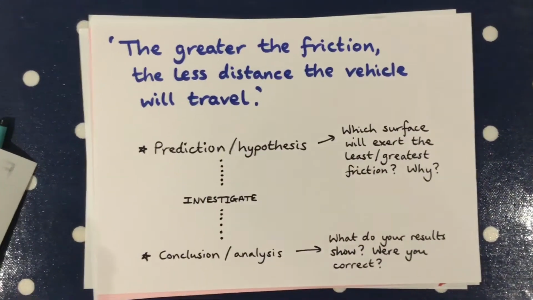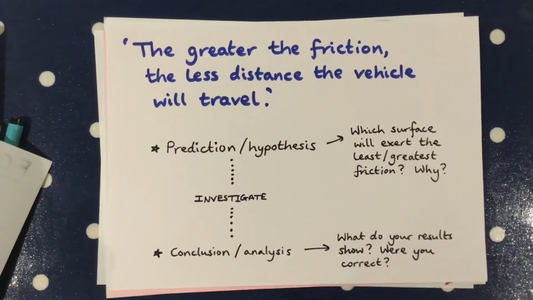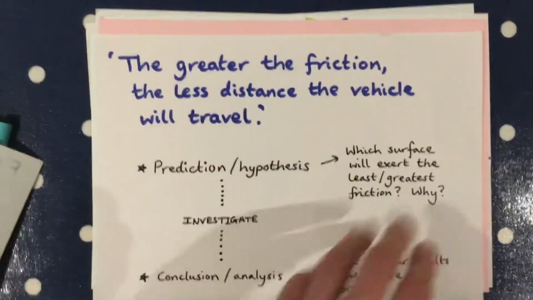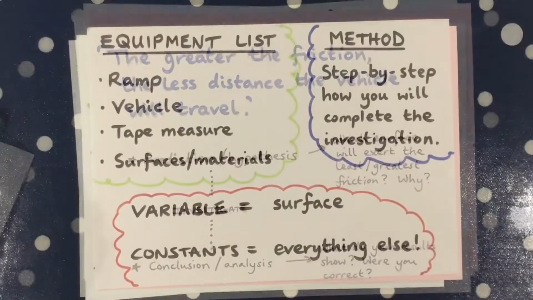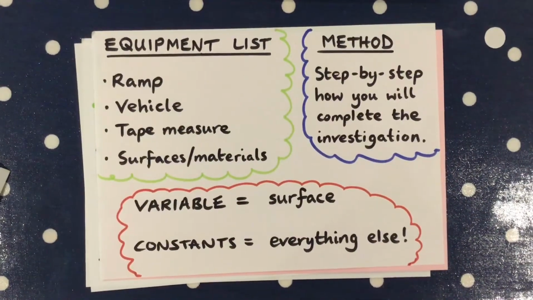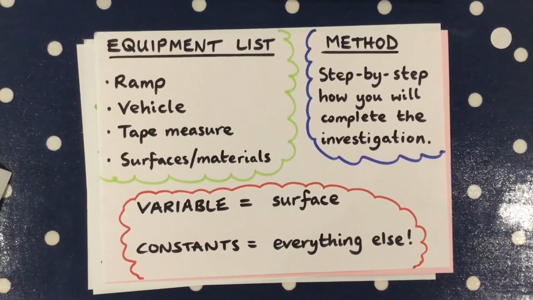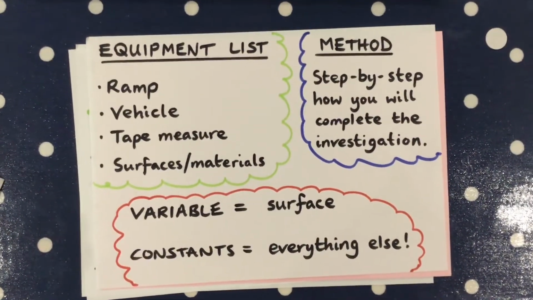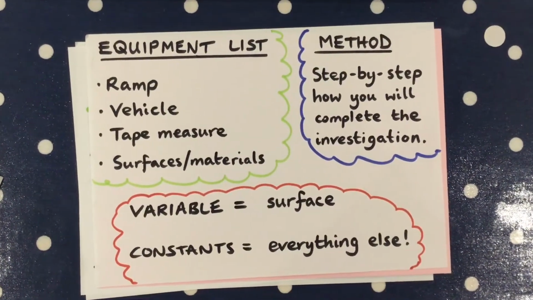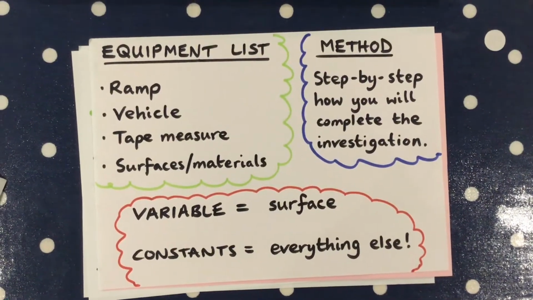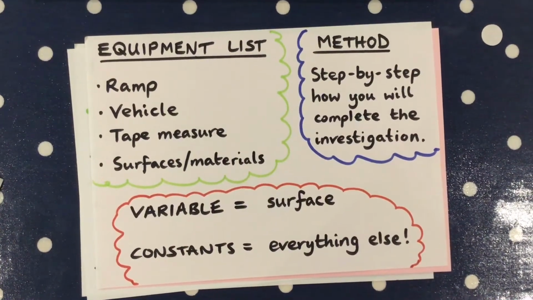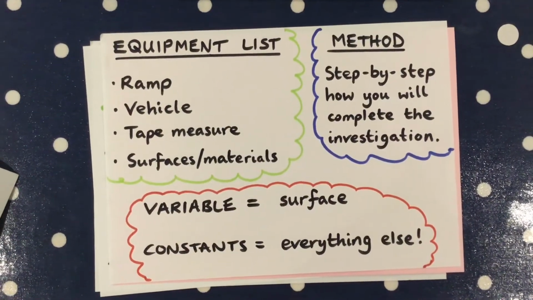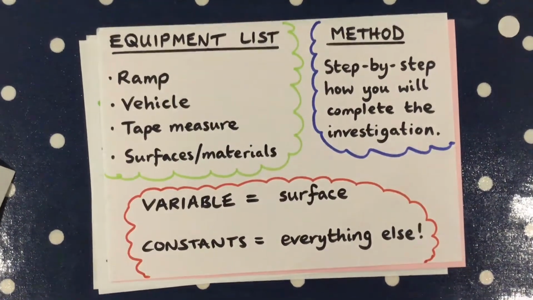Now, as I said, my investigation will use things from around the house. So we're going to have a look at the next picture. Here's my equipment list for the investigation. So I've got a ramp. Now you can make your ramp out of books, have one book on an angle and a pile of books to support it at the top end. You could do a piece of cardboard, a cereal box, anything you've got lying around the house you could use.